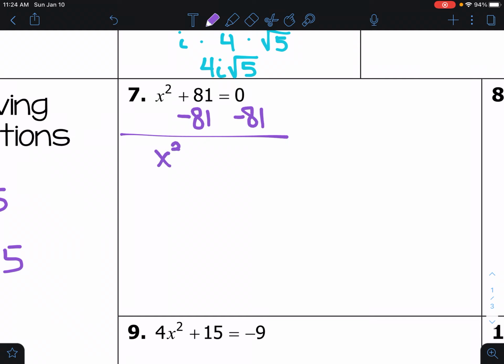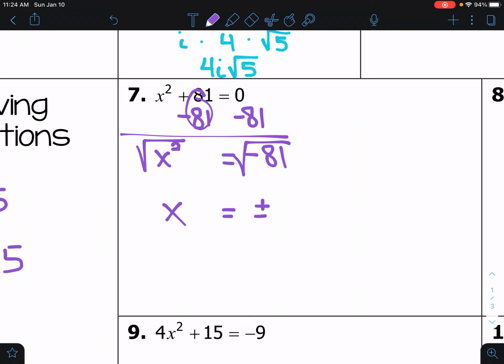We get x squared equals negative 81. And then take the square root of both sides. The square root will cancel the squared, so this will give me x. And this would be plus or minus. Now, I want to break that apart.